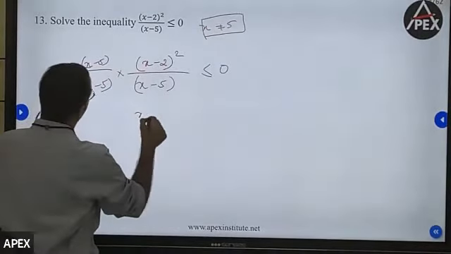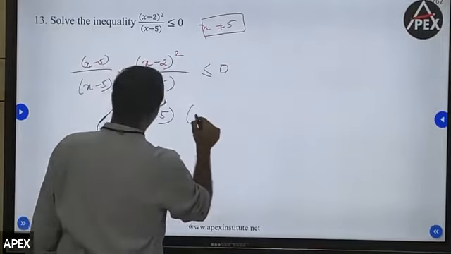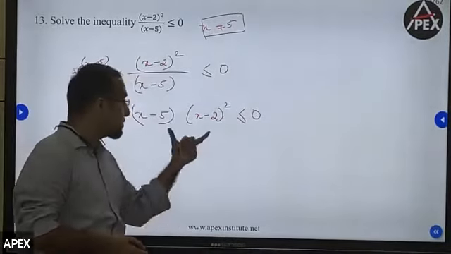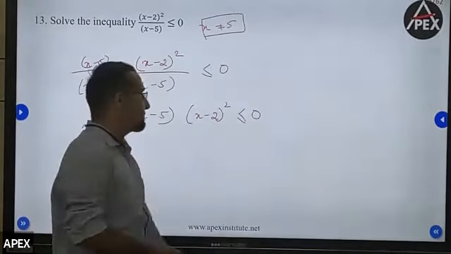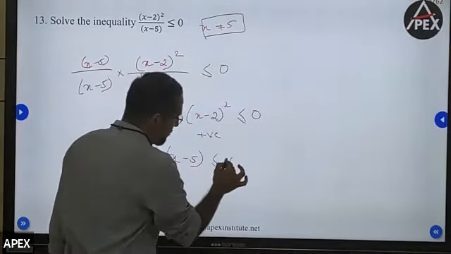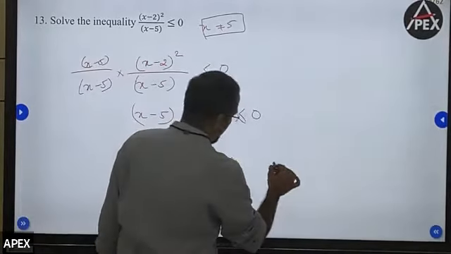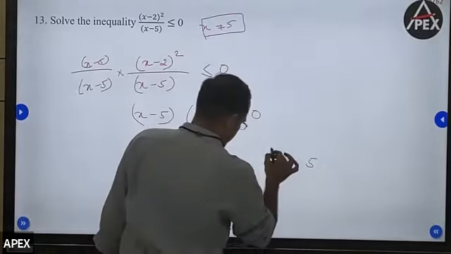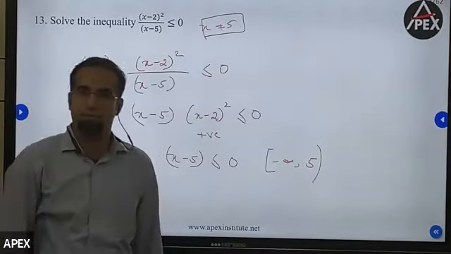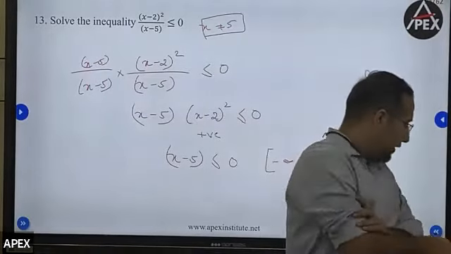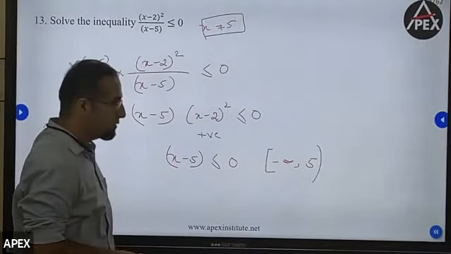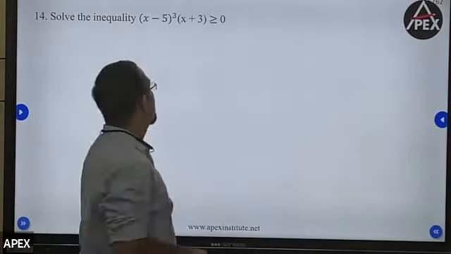Second point, now I have to solve (x minus 5) into (x minus 2) whole square less than or equal to 0. Now (x minus 2) is a whole square, so this value is always going to be positive. So I have to only ensure that x minus 5 is less than or equal to 0. If x minus 5 is less than or equal to 0, this is going to be minus infinity to 5 square bracket, but I have to ensure that x is not equal to 5, which means I'm going with a round bracket. Clear? So yes, Komala, you're correct. Others here? None? Sure, can I proceed, guys? Online students? Great.